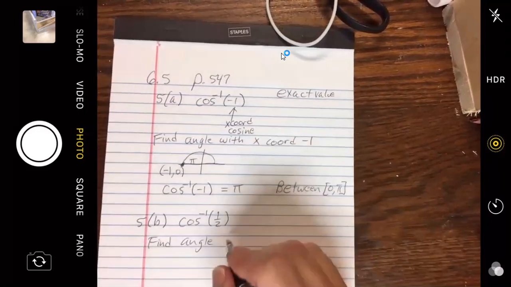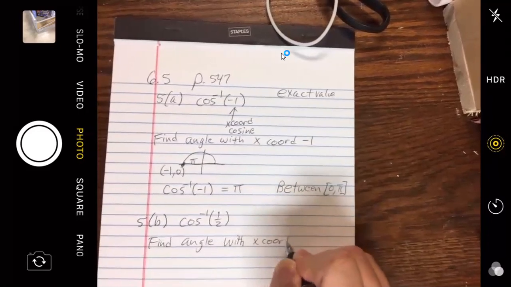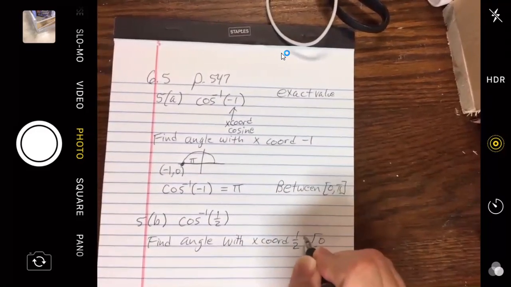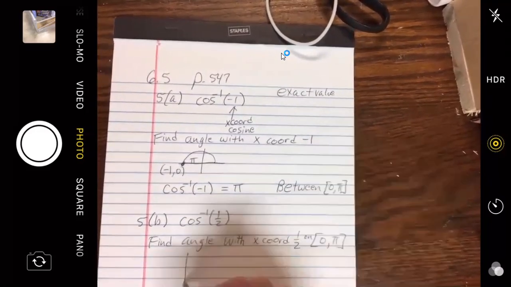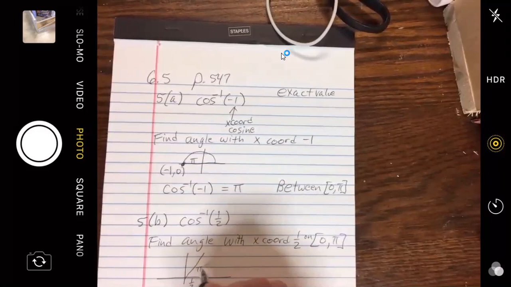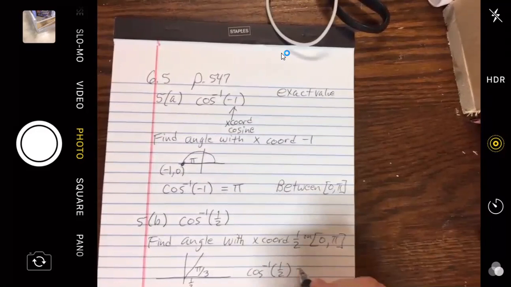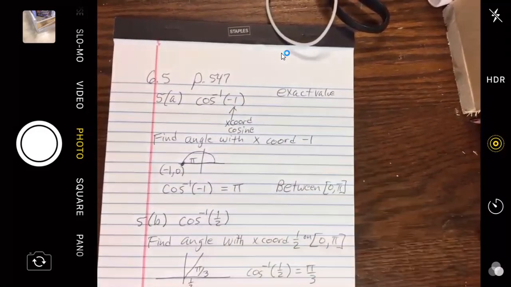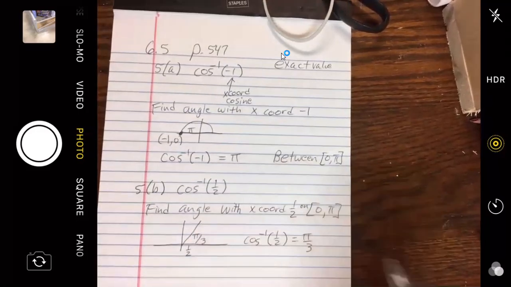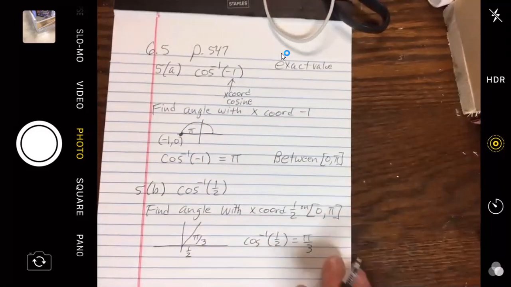Here, you're trying to find the angle with x coordinate 1/2 between 0 and pi. I believe you'll find that with the x coordinate 1/2, you're at pi over 3. So arc cosine of 1/2 is pi over 3. And you could check these with the calculator. Of course, the calculator is going to give you the decimal for pi, 3.14 something, and this will give you 1/3 of pi, pi divided by 3.